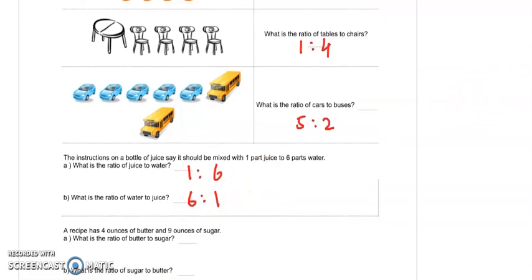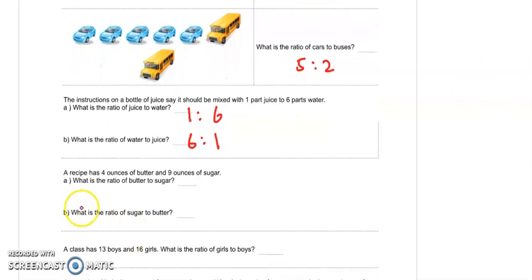And then the next is a recipe that has 4 ounces of butter and 9 ounces of sugar. So the ratio of butter to sugar. If we are taking butter to sugar, 4 ounces of butter and 9 ounces of sugar, so 4:9. But sugar to butter will be 9:4 because now sugar is first and butter is later on, so sugar to butter will be 9:4.